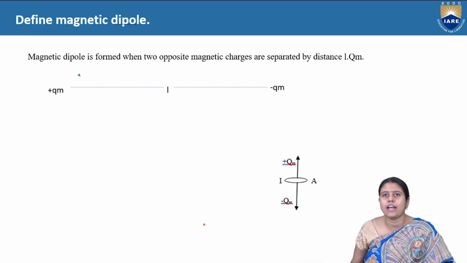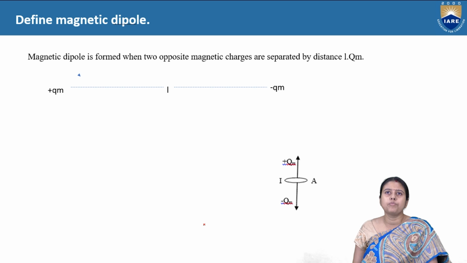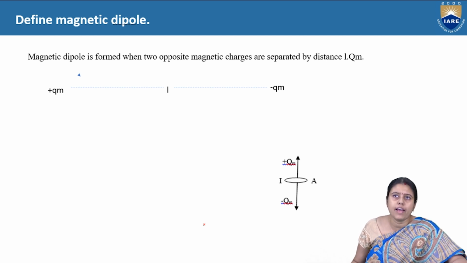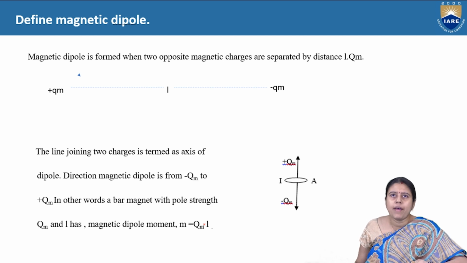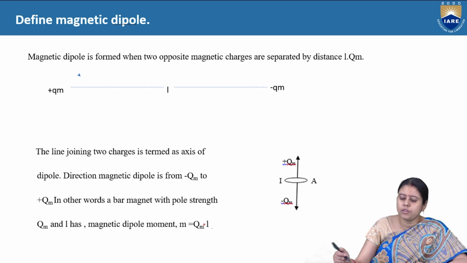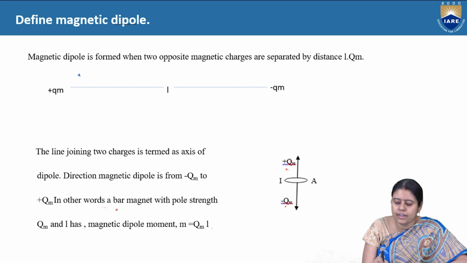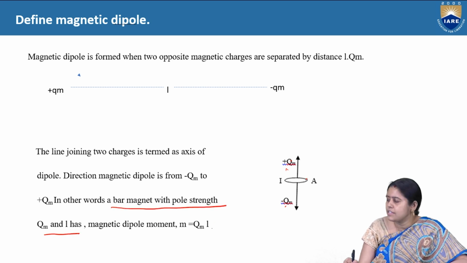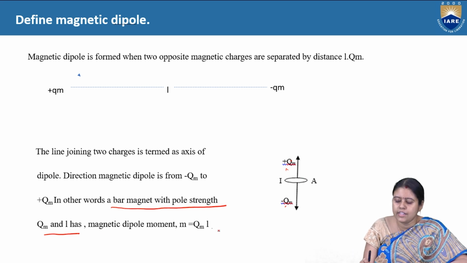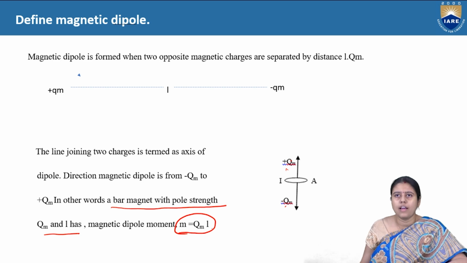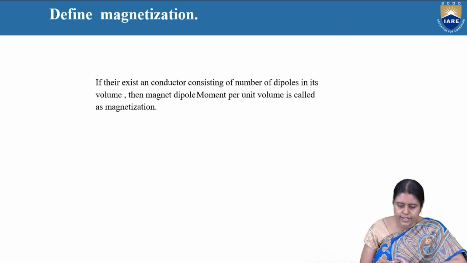Define the magnetic dipole. A magnetic dipole is formed when two opposite magnetic charges, plus Qm and minus Qm, are separated by a distance L. In other words, it is a bar magnet with pole strength Qm, and the current I is flowing; the magnetic moment M is equal to Qm into L.